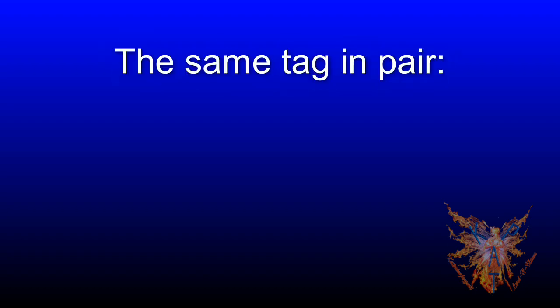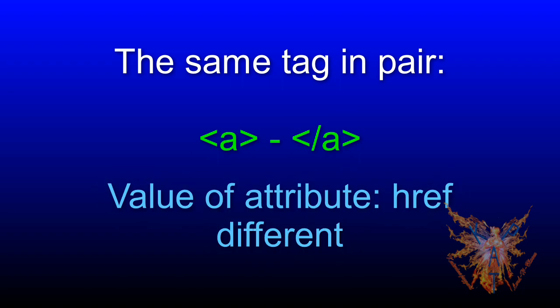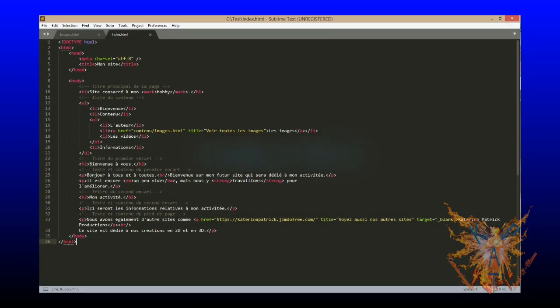The tag that we will use to make links in our page, to files, or to emails, is the same, namely, the tags in pair A and /A. Only the attribute values will change. Alright, so let's open our text editor, and our page, index.html.